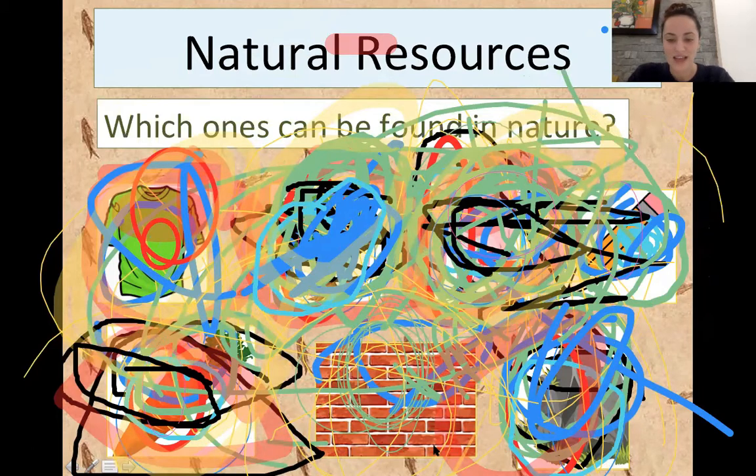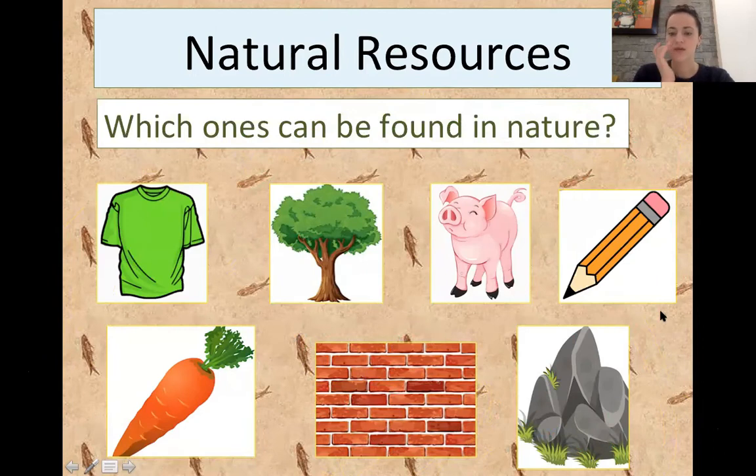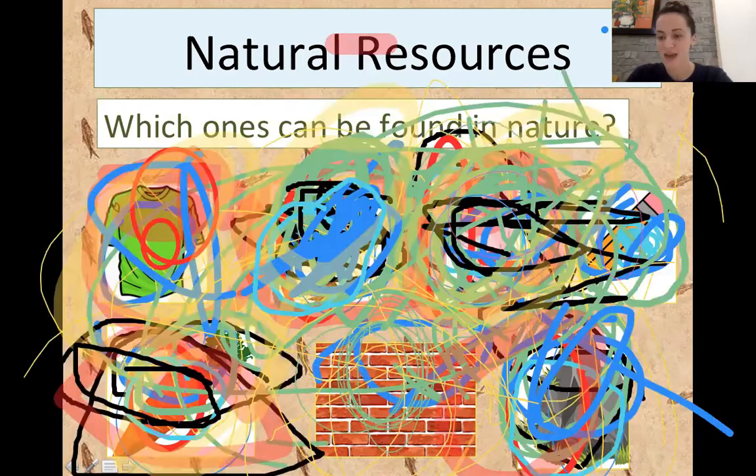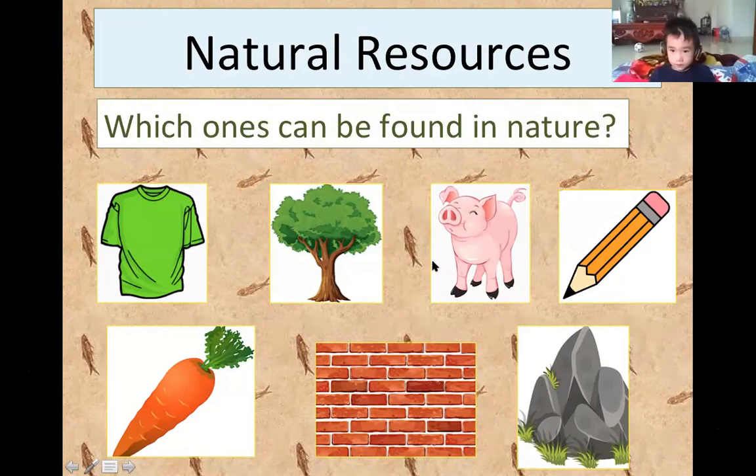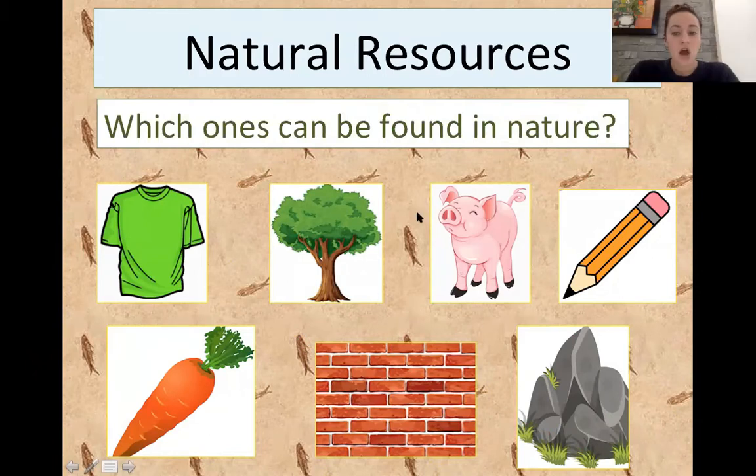All right, so it looks like some of us still circled some things that are not in nature. Can we find a pencil outside? Sam, can we find pencils outside? No. Can we find t-shirts outside? No, we just make that. So no, these are not natural resources, they're just resources. We make the pencil from natural resources.